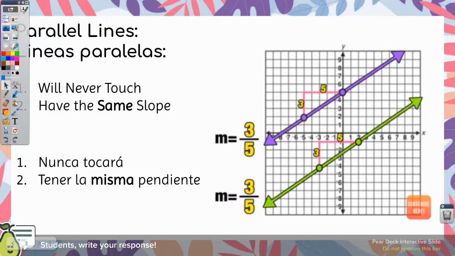Parallel lines will never touch. No matter what you do, no matter how hard you try, they're always going to be the same distance from each other, and that is because their slope is exactly the same. Because they're always increasing at the same rate, they're never going to touch. So if I tell you the purple line has a slope of 3/5 and it's parallel to green, you go, oh, green slope is 3/5.